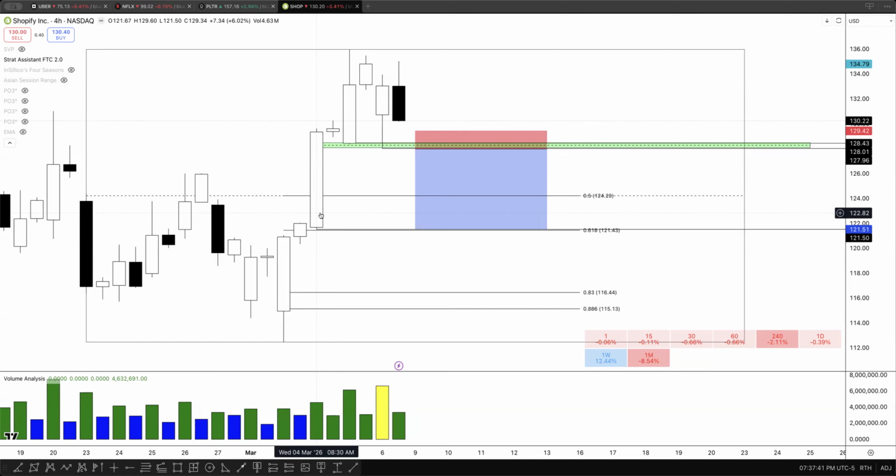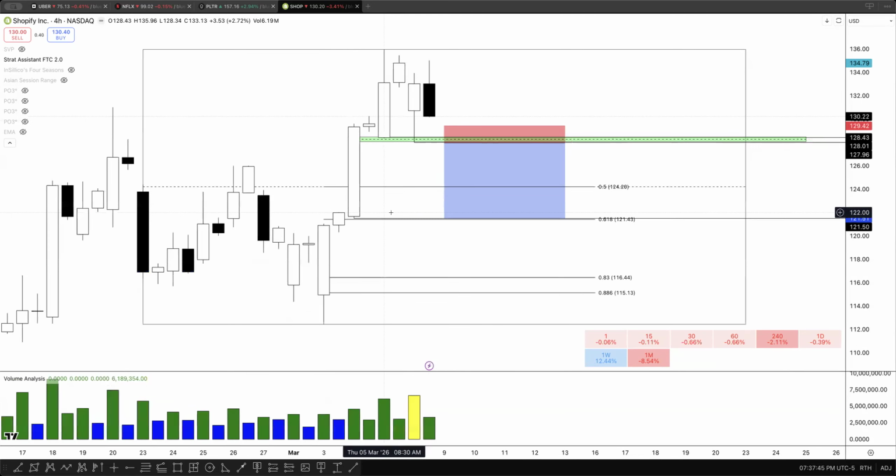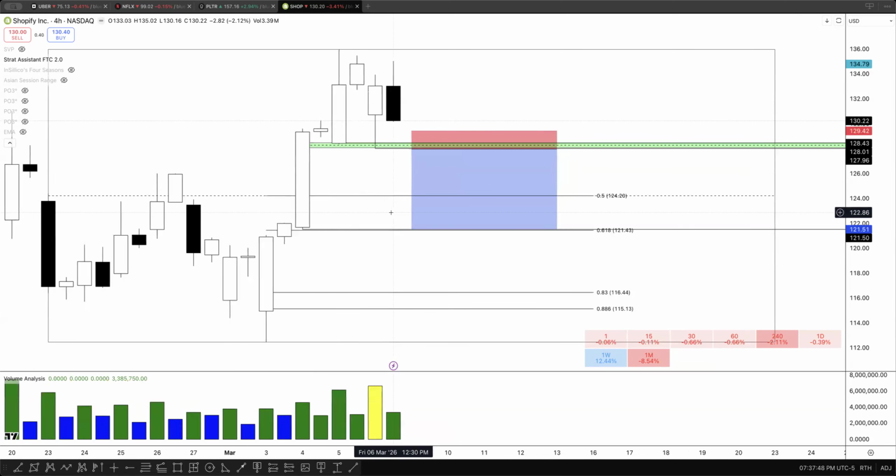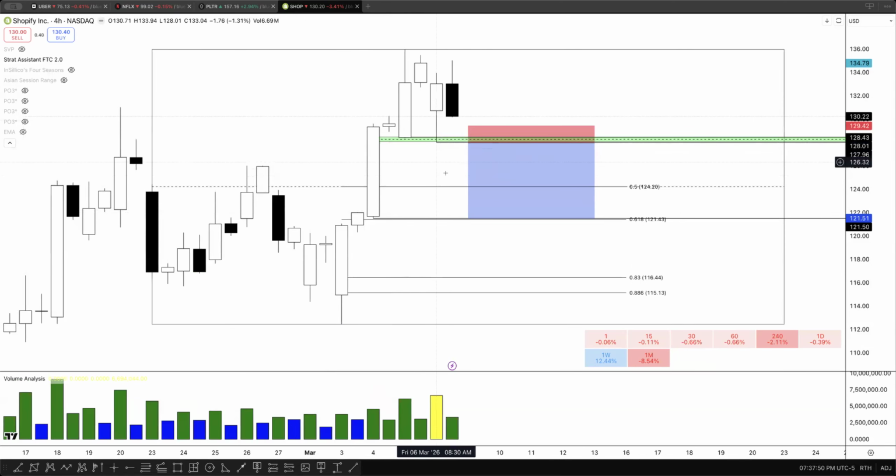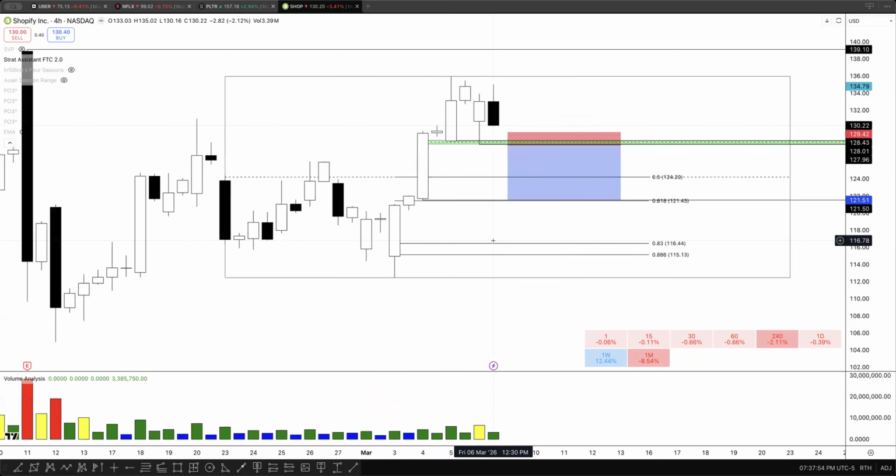But that's a whole rabbit hole, like quantum mechanics, all that. But anyways, just off the 4 hour, right? Under 128, 124, 121, and then let's go to the 1 hour time frame.